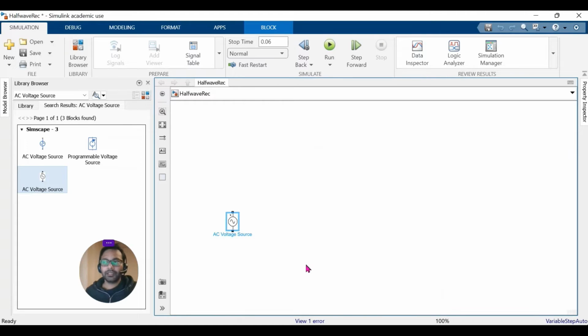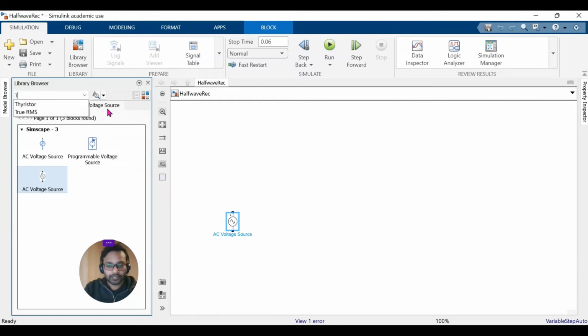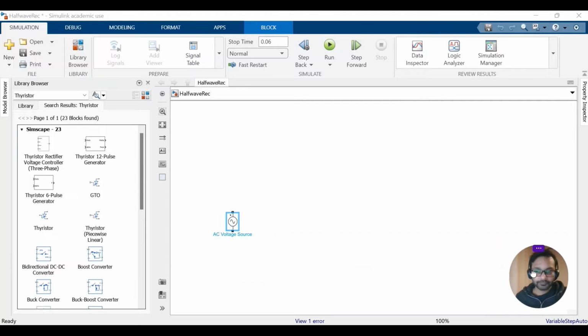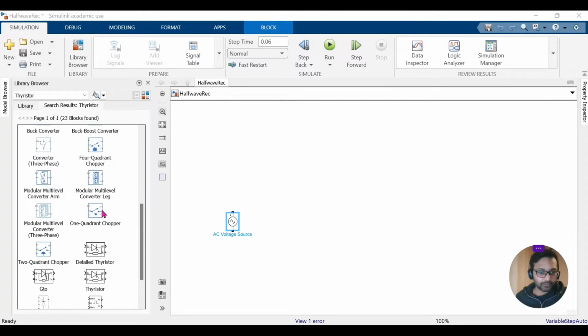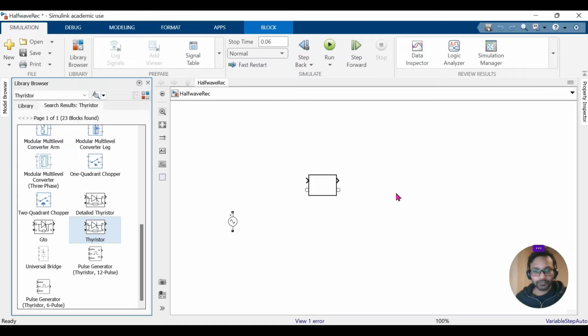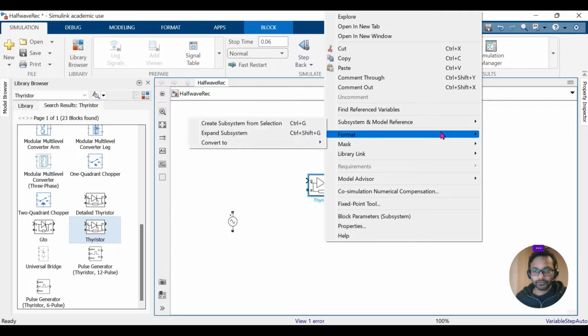Okay, the next thing we will need is your thyristor. So let's search for it, and the one we are going to use is at the bottom, this one. Okay, so we can connect it here. So let's turn on the block name.